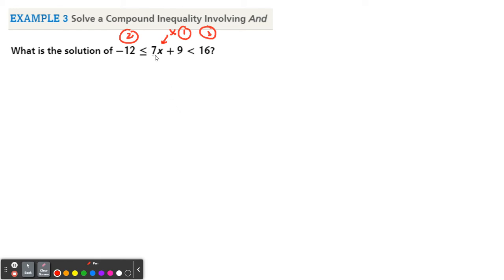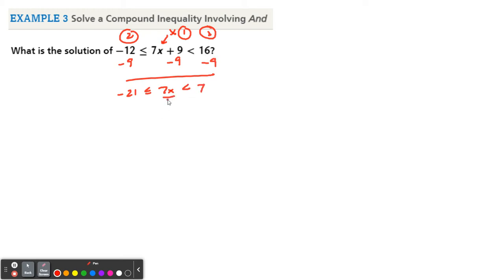So what is happening to the x? Well, it's being multiplied by 7. It's being added to 9. So we're going to subtract 9 once, twice, three times. Negative 12 minus 9 is negative 21. The less than or equal sign comes down. The 7x comes down. The less than comes down. 16 minus 9 is 7.